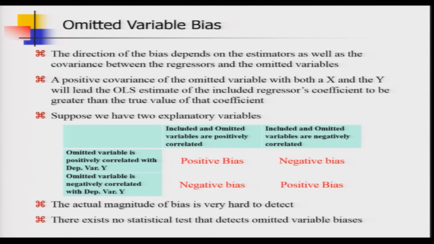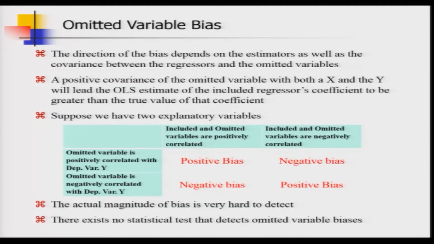Now, in this slide we are going to talk about omitted variable bias in a bit more detail. The direction of the bias depends on the estimators as well as the covariance between the regressors and the omitted variables, because I told you in the last slide only that suppose we are omitting x 3, and x 2 and x 3 are somehow correlated. Then your epsilon and x 2 are going to be correlated via this root of x 3.